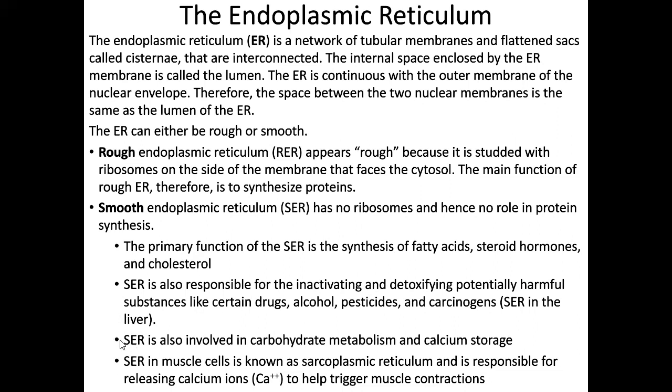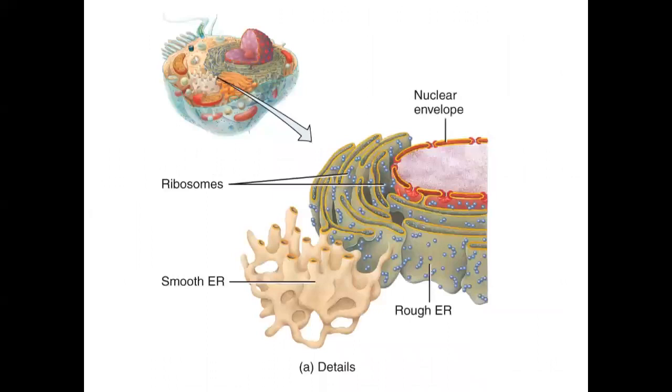It also plays an important role in metabolizing our carbohydrates and storing calcium. In our muscle cells, it has a fancier name, sarcoplasmic reticulum. It's just a different way to say the same organelle. It's responsible for releasing calcium ions, Ca++, which are going to be involved with muscle contractions. We'll get to that in about a month, when we talk about muscles, and we'll talk about the SR at that point in time.